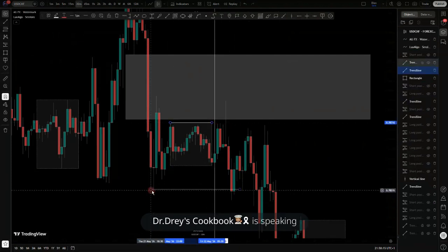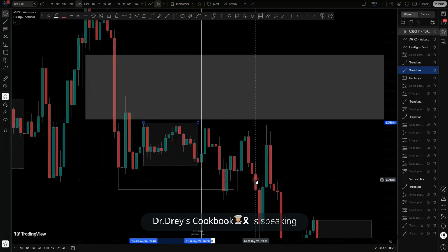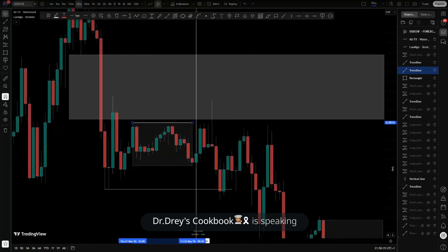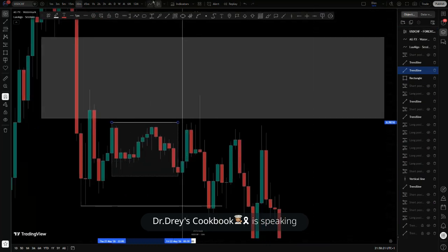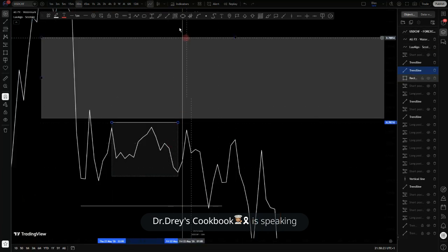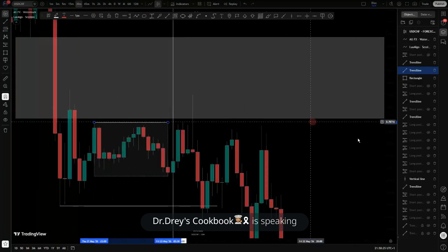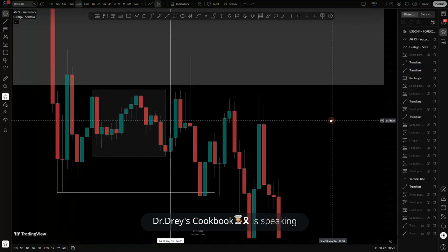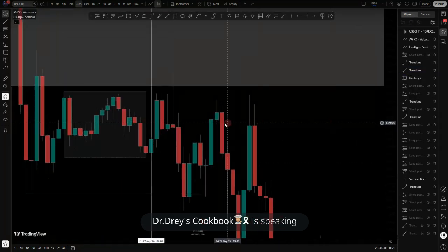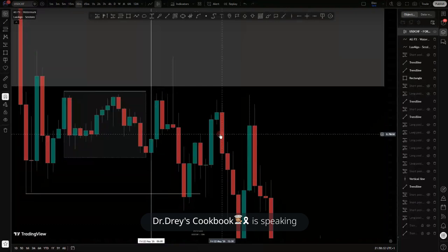So for liquidity, we had a break of structure here. Now that we've had this break of structure, here is our next entry. What could we play off with this? You notice we have our range already. Now, the first thing that always comes to my mind is what? Liquidity.